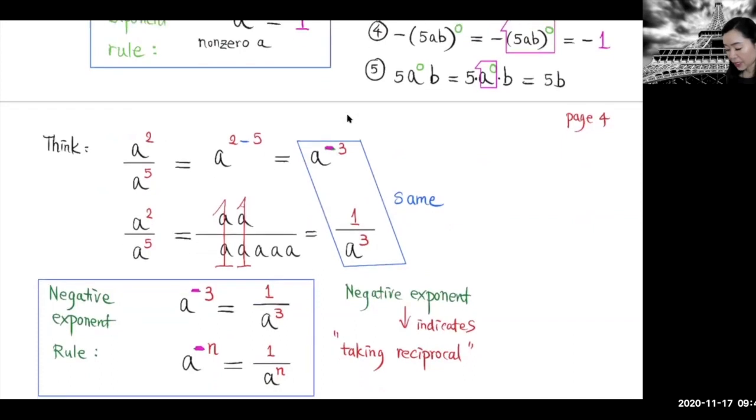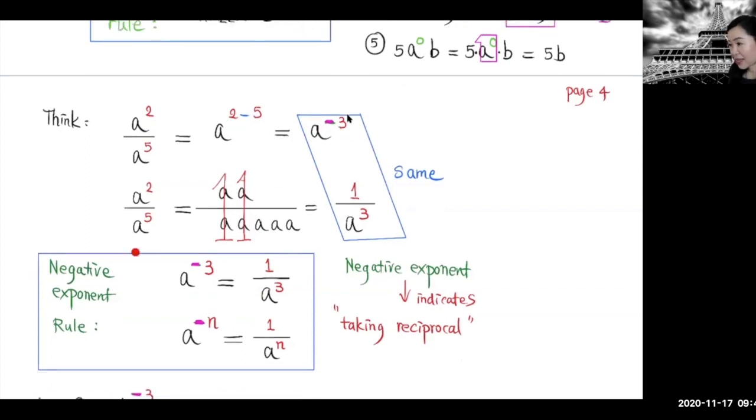Now we'll try to discover another rule. a to the second power divided by a to the fifth power. Remember the quotient rule: we keep the base and we subtract the exponents. So 2 subtracting 5 is -3. So it is a to the -3rd exponent.